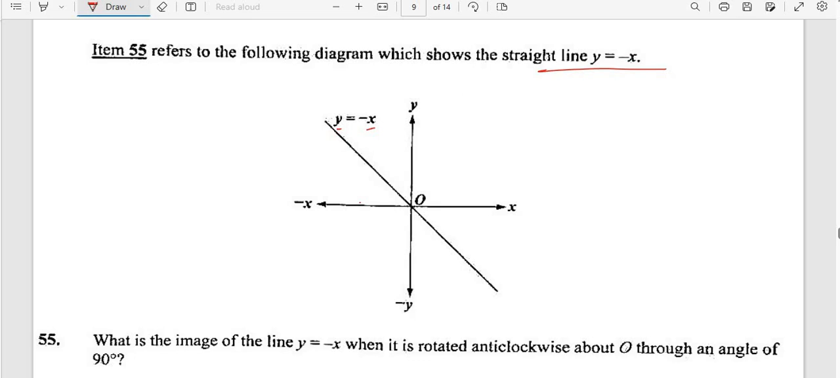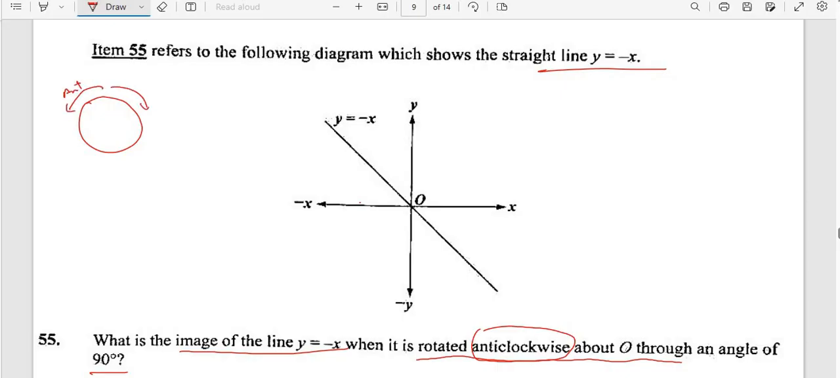Okay, now when we look at this line, we want to rotate it based on what it says here: rotate it anti-clockwise about the origin, 90 degrees. So what would be the image of this line, y equals negative x? So let's rotate this line 90 degrees. Clockwise or anti-clockwise? Anti-clockwise. If you have a clock, clockwise is this direction, and anti-clockwise is this direction. So we want anti-clockwise, we're going to rotate it this direction, about the origin, keeping the origin fixed.